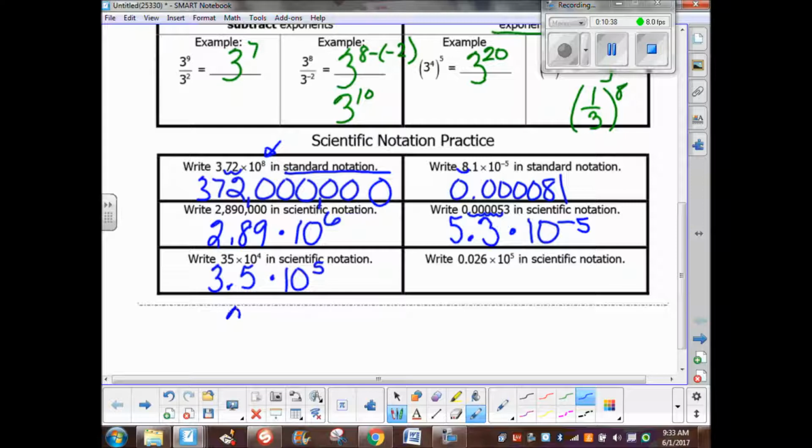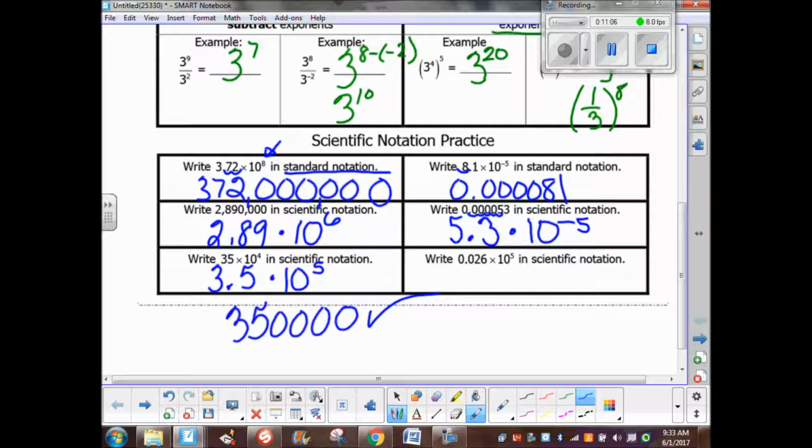Do you get that? Yeah, she did. 35 times 10 to the 4th? Okay, you should get this. Now type in 3.5 times 10 to the 5th. Do you get that back again? Yeah. You should.